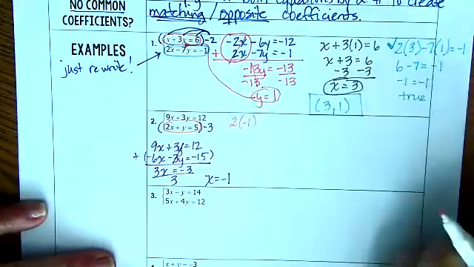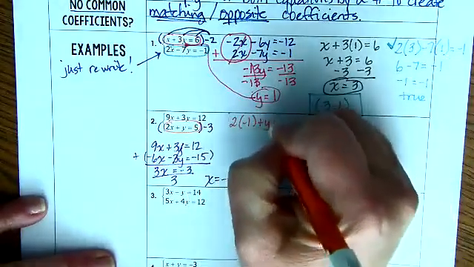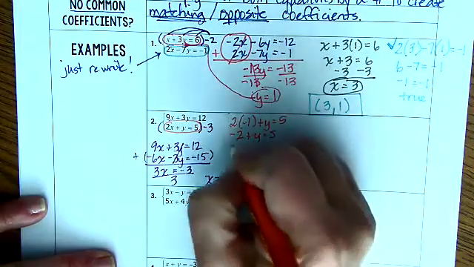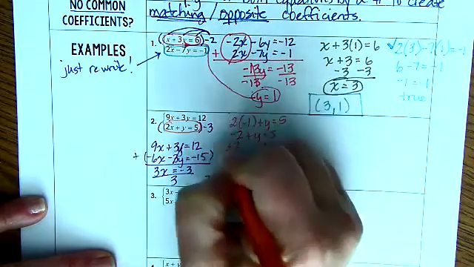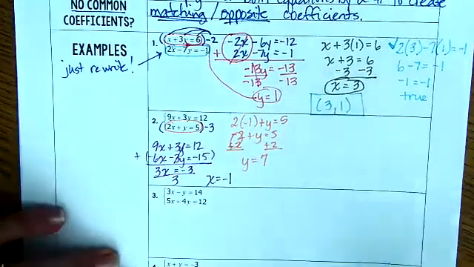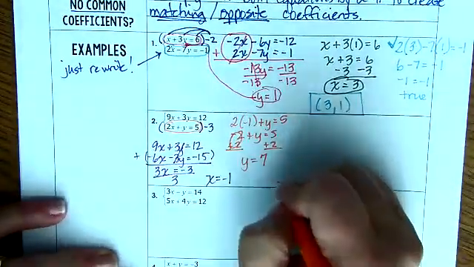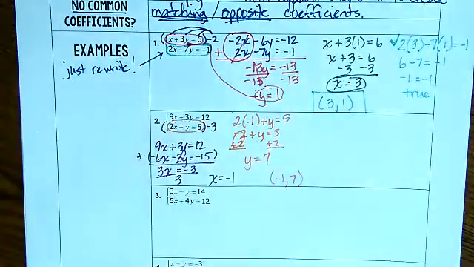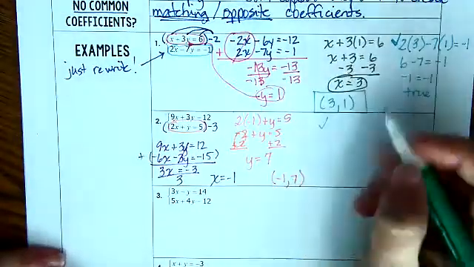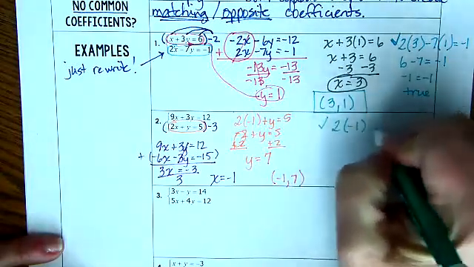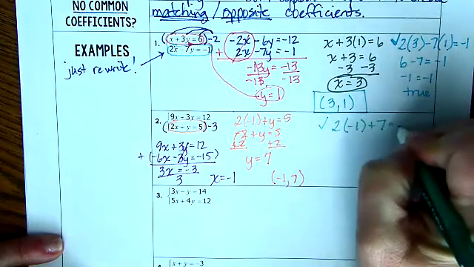2 times -1 plus y equals 5. So I have -2 plus y equals 5. Add 2, add 2. This cancels. y equals 7. So right now I am thinking that my answer is -1 comma 7. But since we can check, we check. So I'm going to have 2 times -1 plus 7 equals 5.